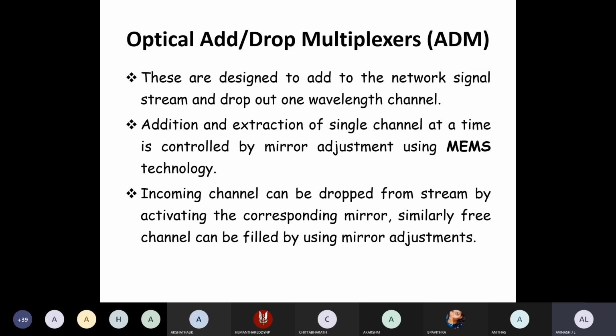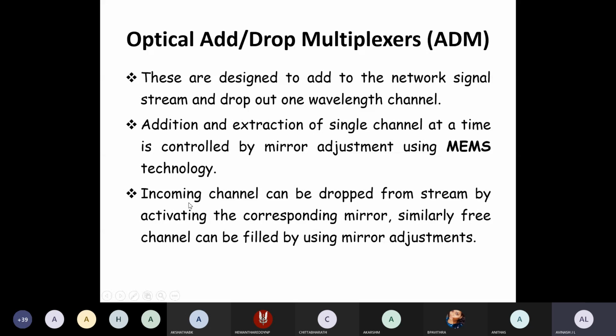Okay, so that particular mirror operation will be controlled by MEMS technology, a micro electromechanical system. That means the mechanism we are going to feed it, and that particular mechanism will take care of it. So that is how it is going to work. Unless the mirror adjustment has been made, we cannot get the proper signals out of it.